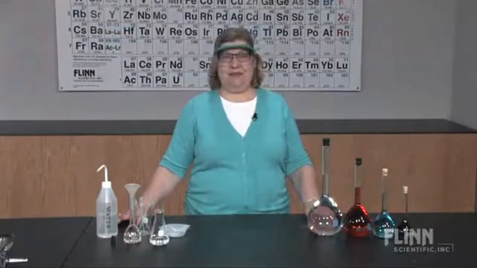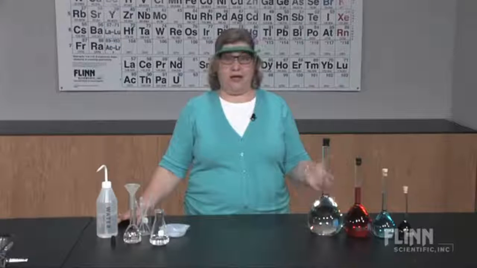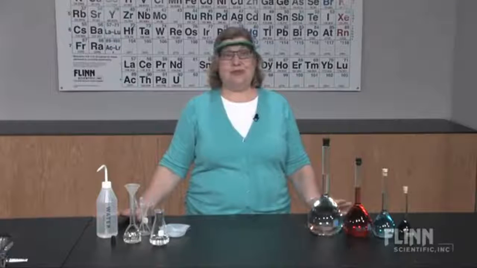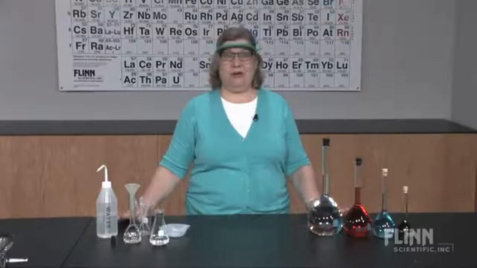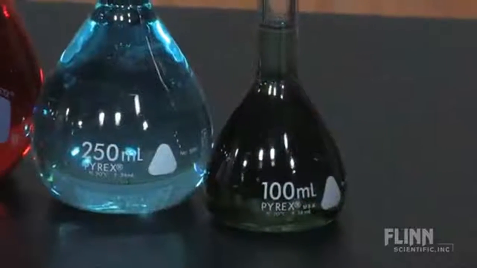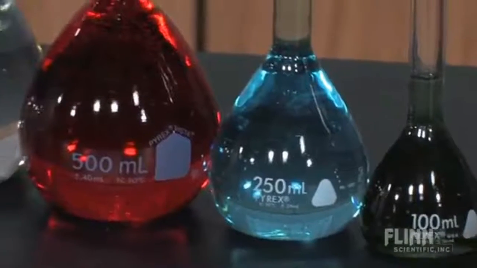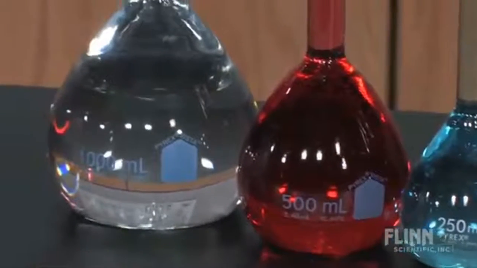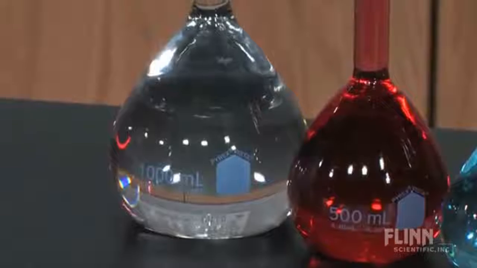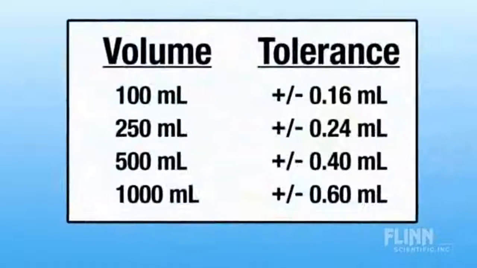The unique design of a volumetric flask with its wide body and narrow neck allows for extremely high accuracy when preparing solutions. Volumetric flasks come in standard sizes, with 100, 250, 500, and 1000 milliliter being the most common, and the typical accuracy tolerances are plus or minus 0.16 milliliter for a 100 milliliter flask, up to plus or minus 0.60 milliliters for a 1000 milliliter flask.